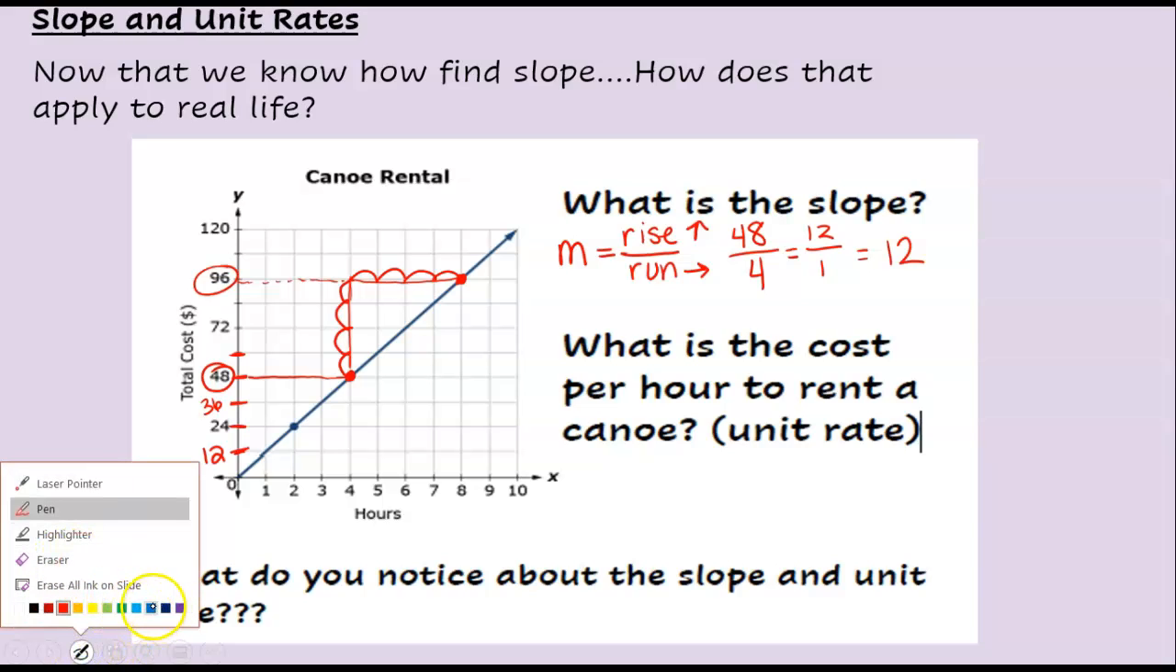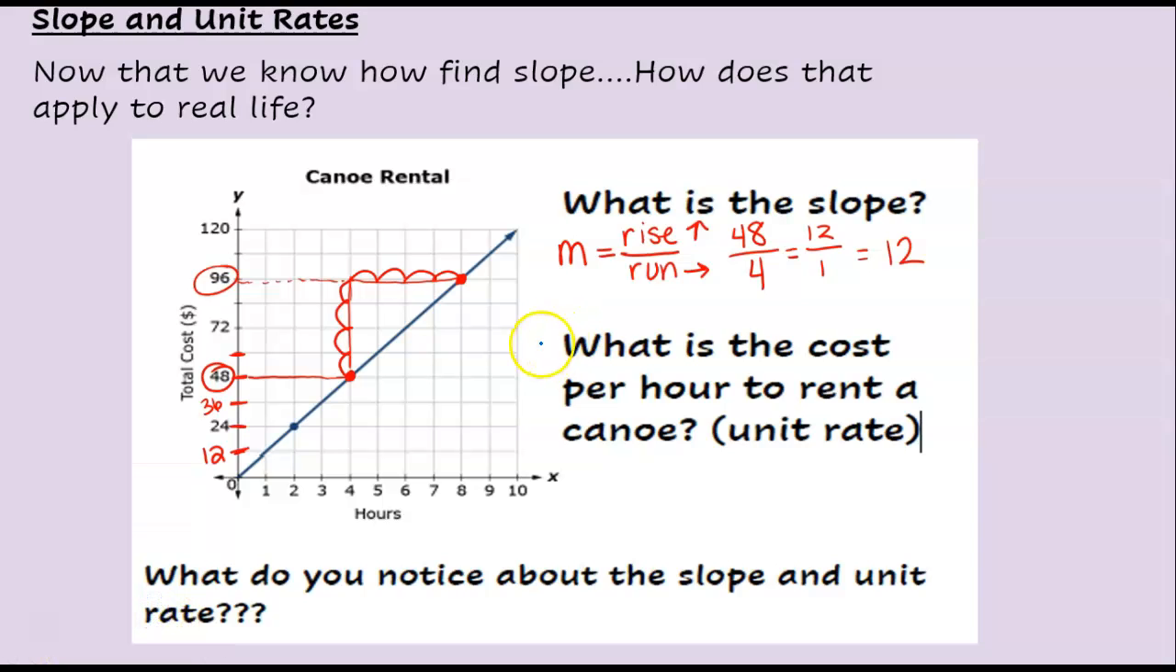Now what I want you to look at is this question right here. What is the cost per hour to rent a canoe? We're going to be looking at the graph and reading the graph. Per hour means how many hours? Per means what? Each hour is another way to say it. So how many hours would that be? 1 hour.